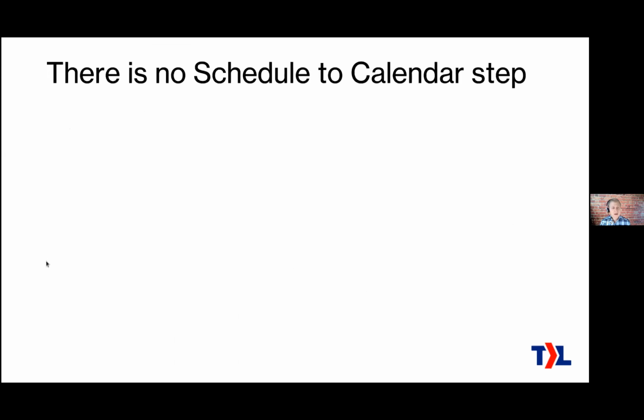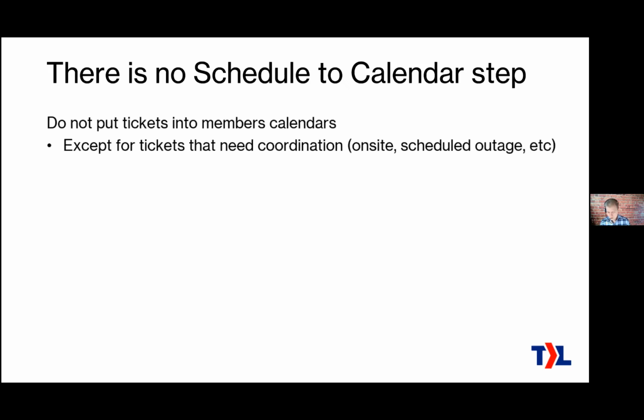And notice that there's no scheduling to the calendar step. And this might be the biggest change for some of you whose method right now is to put work into an engineer's calendar, just for the sake of getting it done. I'm not talking about things that need to be coordinated with the customer, like a meeting at a certain time of day. We don't do that because this is one of the key things that led to agile ideas.